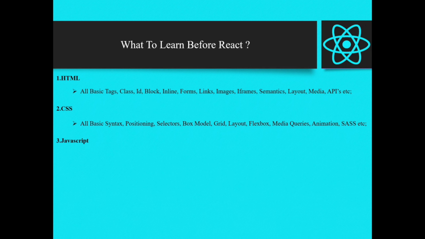Next one is functioning. For functioning purposes, you have to learn JavaScript. HTML is the structure, CSS is the style, and JavaScript is the functioning of the website. Okay, functioning means you have to learn all the basic syntax of JavaScript and OOPS. Most people know the OOPS concept.